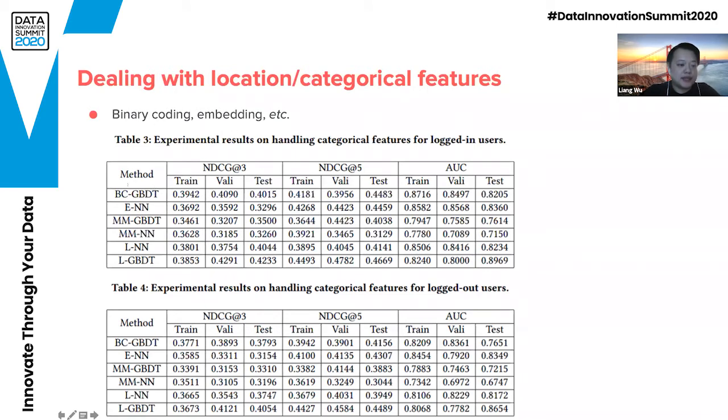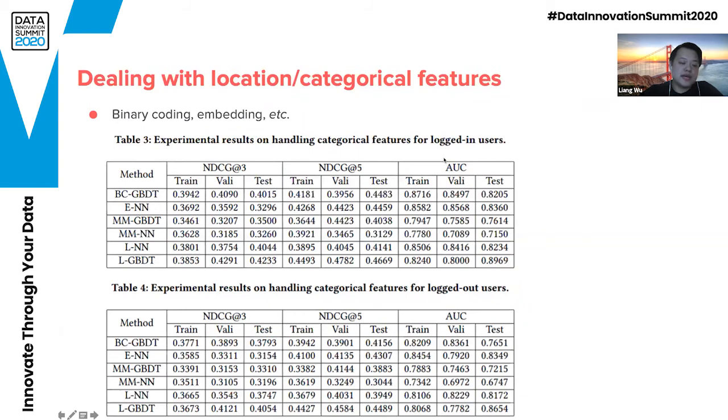and we compare with binary coding and embedding and the multi-model. So you can see we have all different kinds of methods, but these are all variants of GBDT and neural network. BC stands for binary coding, and E stands for embedding. We also use multi-model. Multi-model means we train a model for each country, and the last two are the proposed methods, for neural network and for GBDT.